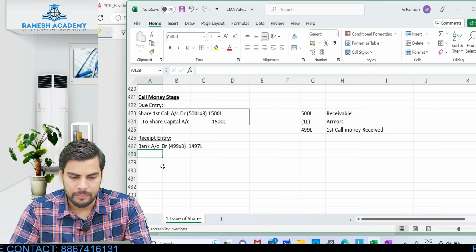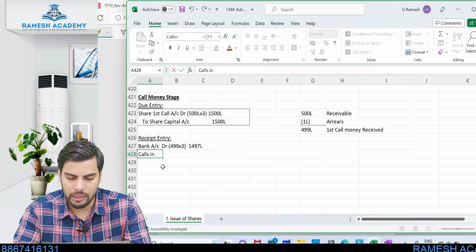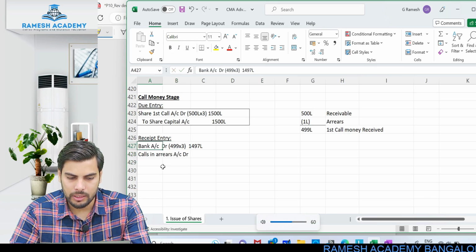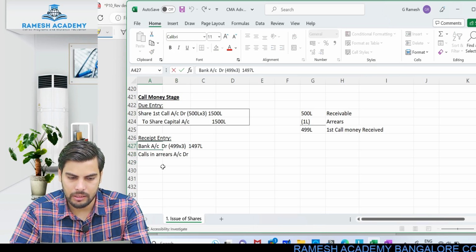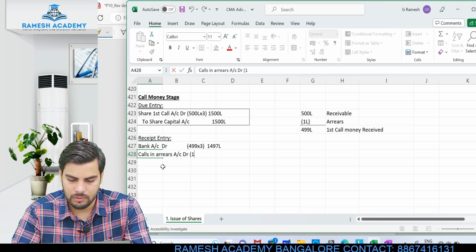Okay. And then calls in arrears account debit. I need to debit this calls in arrears. Why? Because it is receivable. Okay. So calls in arrears account debit. I'll be debiting to what extent? Okay, so let us just calculate it. So one of the shareholders who was holding 1 lakh shares, he did not pay this particular amount. So this would be as good as 1 lakh into 3. So this would be 3 lakh.